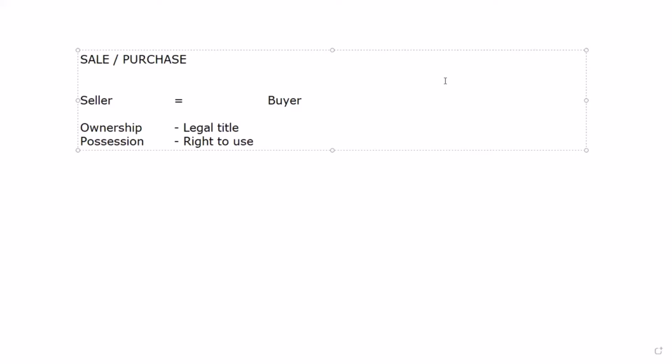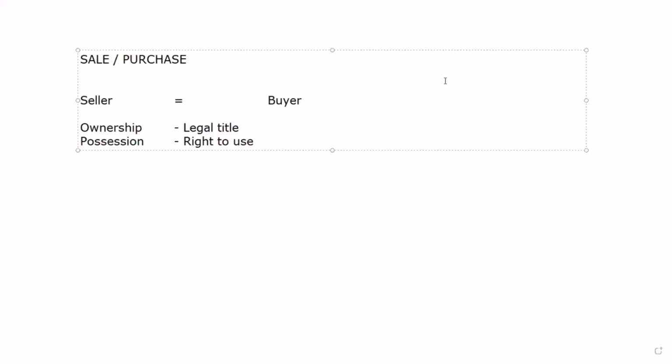So this is typically what happens in the case of a sale or a purchase. Both ownership and the possession must be transferred. Both of them should be transferred. That is when you would refer to that as a sale or a purchase. So I hope this part is clear to all of you right now.